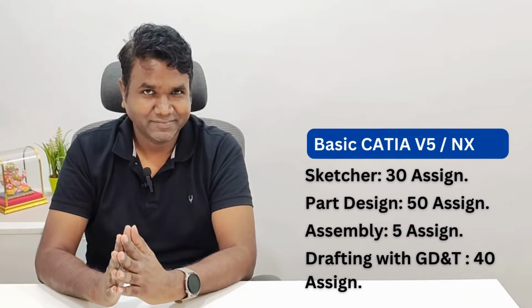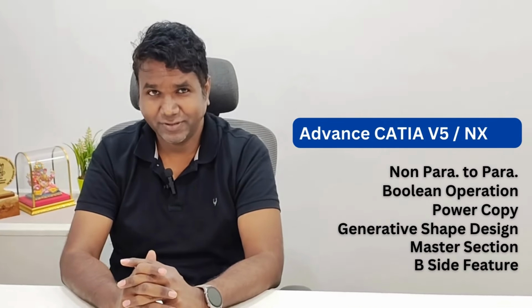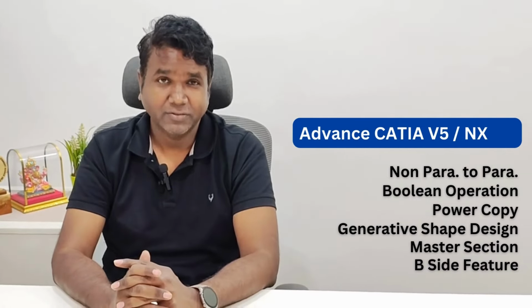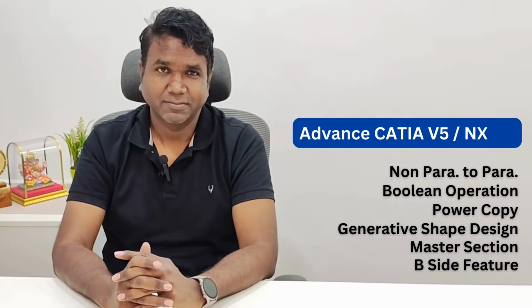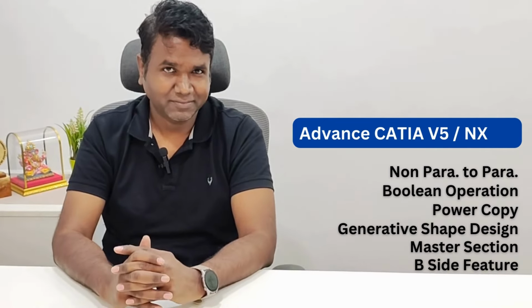Learning basics is not just a 15 days task. It takes a little time. Once you master the basics, it's time for you to learn advanced CATIA or advanced NX. It includes a lot of topics like non-parametric to parametric, which is also called reverse engineering, followed by concept design, Boolean operation, power copy, generative shape design, master section, B-side feature design, and close volume. So there are a lot of topics that you need to learn and master. How are you going to master it? To master advanced CATIA or NX, it is very important that you learn the domain you are going to master along with the advanced topics.